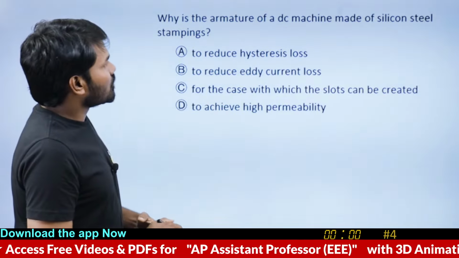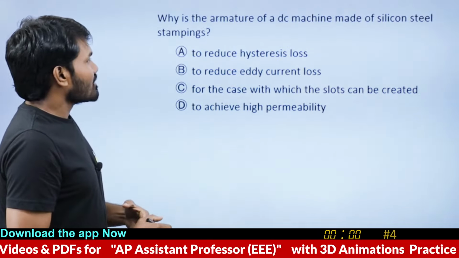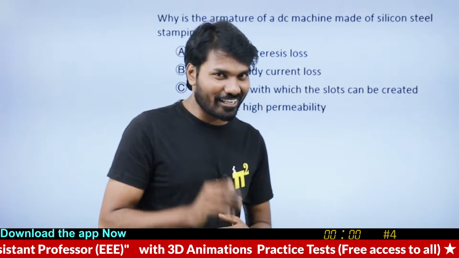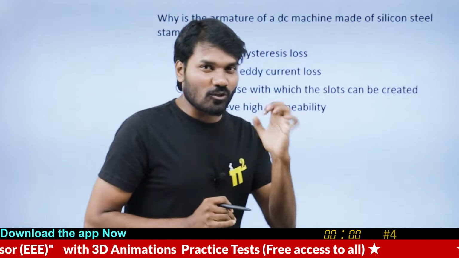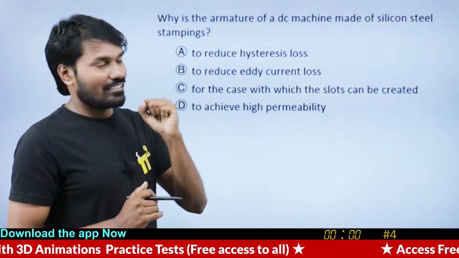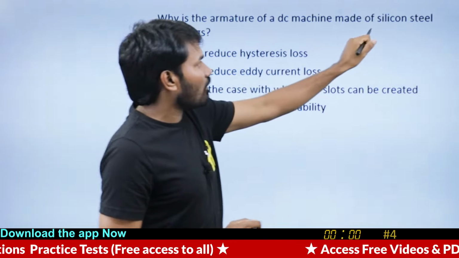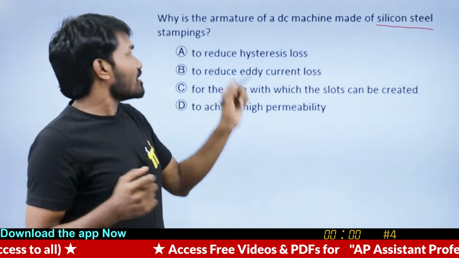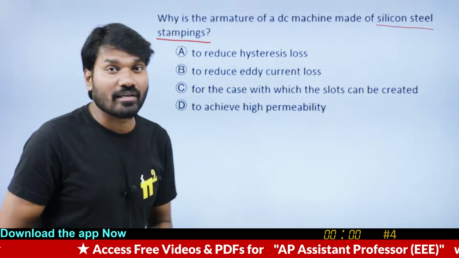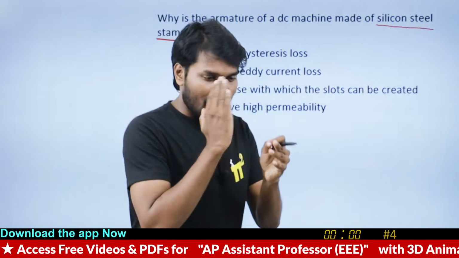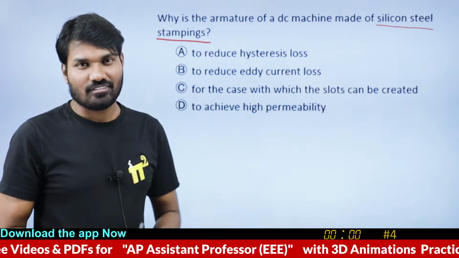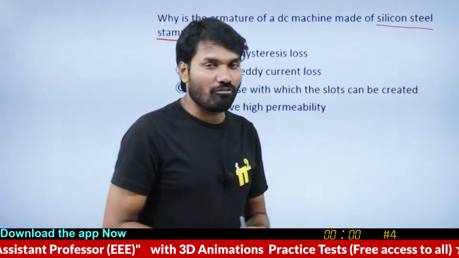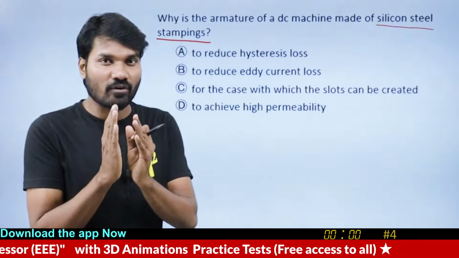Why is the armature of a DC machine made up of silicon steel stampings? Be careful here, it lies in understanding the question. The question asks why the machine is made up of silicon steel stampings. Don't just look at silicon steel. Silicon steel stampings, what does it mean? Silicon steel laminations. So he's trying to ask why we are using laminations. That's what you have to understand.